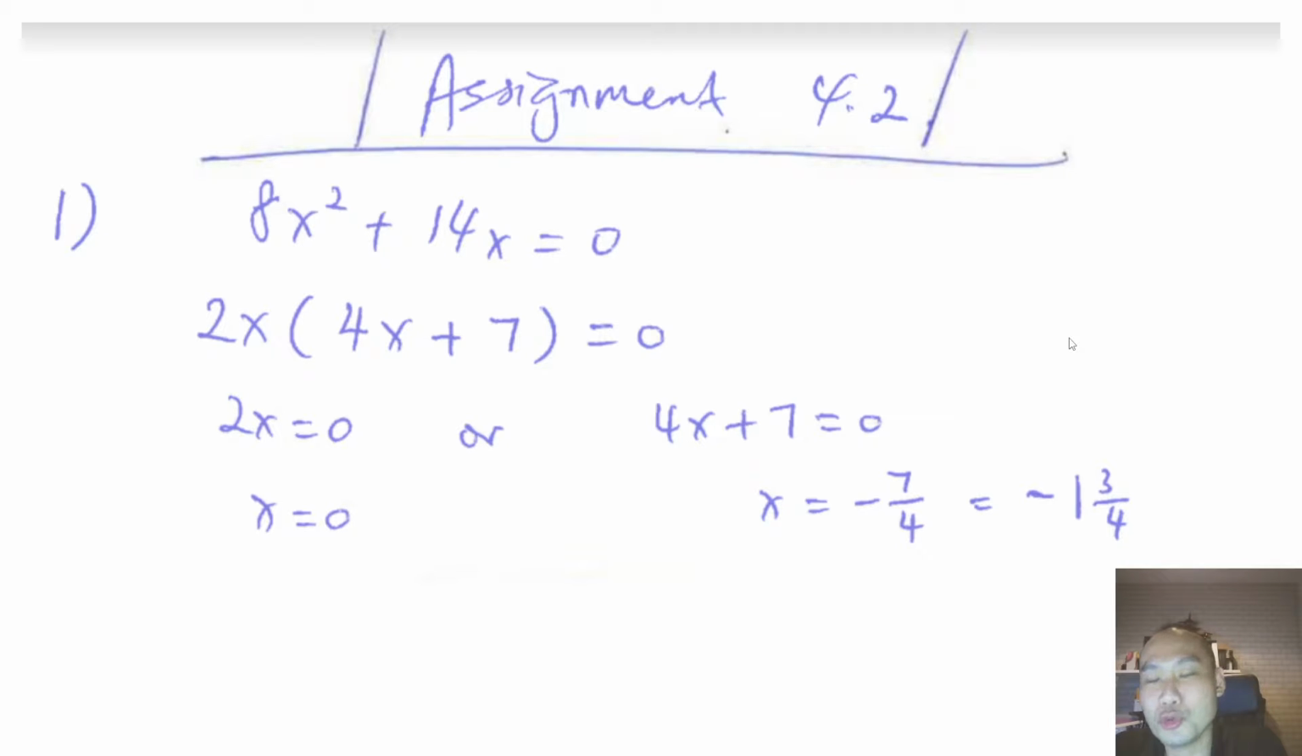First question, of course, we can still do the factorization. So just a question here for warming up purposes. 8x squared plus 14x equals 0. We can factorize it by extracting 2x as the common factor. So 2x multiplied with 4x plus 7. That means 2x equals 0, resulting in x equals 0, or 4x plus 7 equals 0. That gives us x equals negative 7 over 4, right?